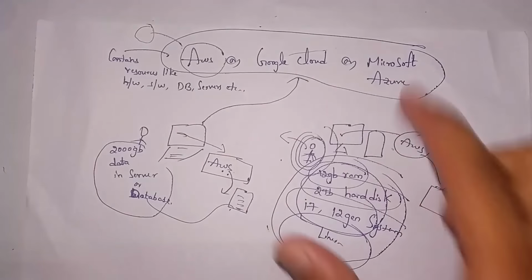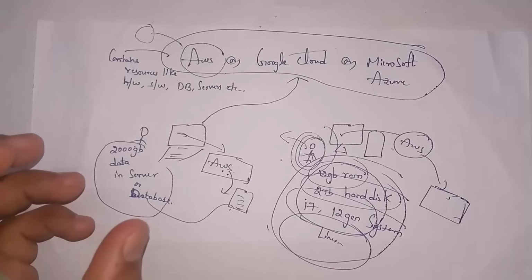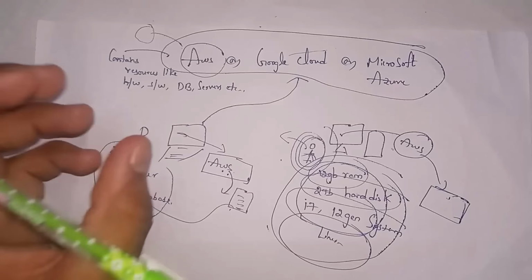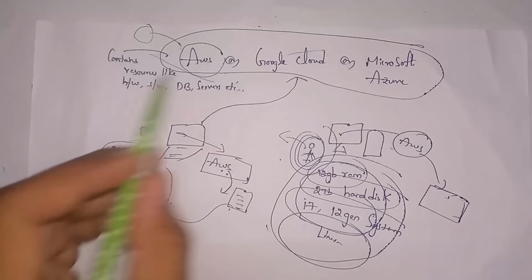AWS, Google Cloud and Microsoft Azure. These three are famous companies that provide cloud services. So instead of physically purchasing hardware or software or database or server, we can rent these resources from this website.